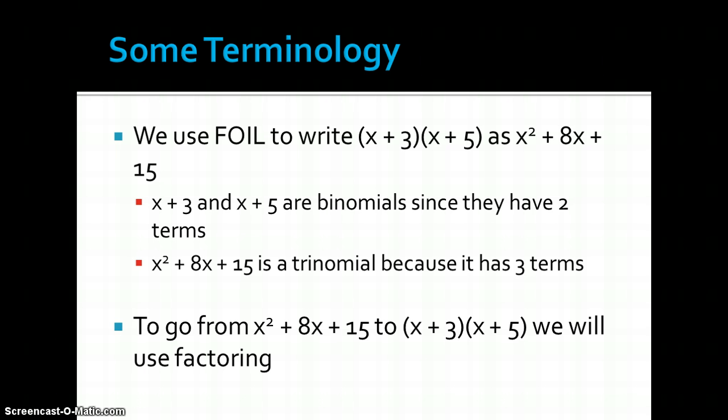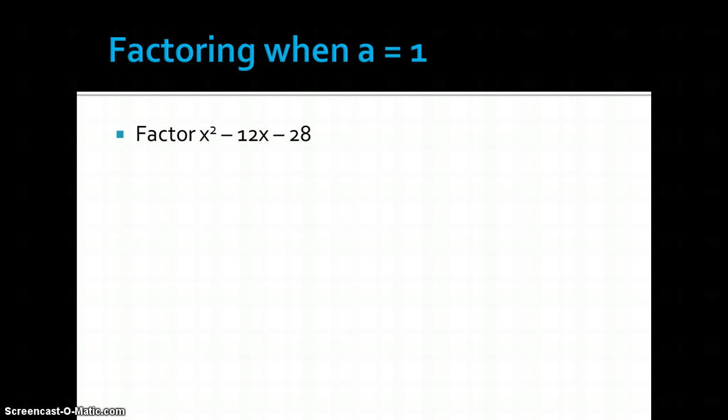We factor trinomials in order to get to a product of binomials. So we're going to go from the trinomial x squared plus 8x plus 15 to something like x plus 3 times x plus 5. Here's how we do this.